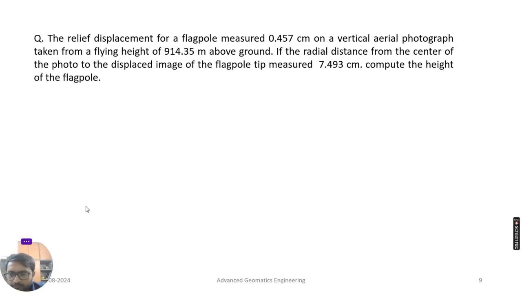So this is also similar to what we did just now. What is given to us is the relief displacement, which is d. Then the flying height above the ground, which means above the flagpole base, so capital H is also given. And then the radial distance to the flagpole tip is also given, 7.493. So try to do this question and find out the height of the flagpole. I will give you one or two minutes. Just do it and give me the answer.